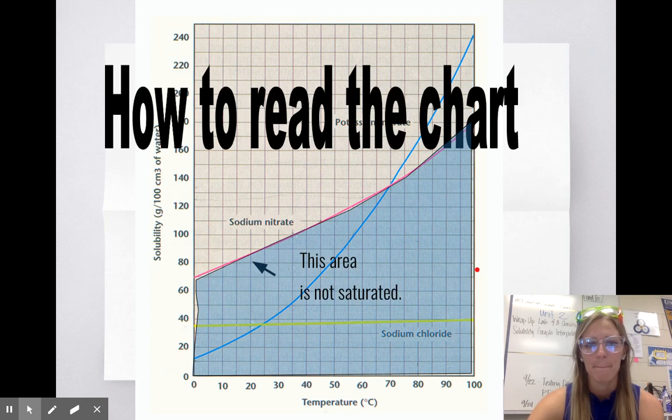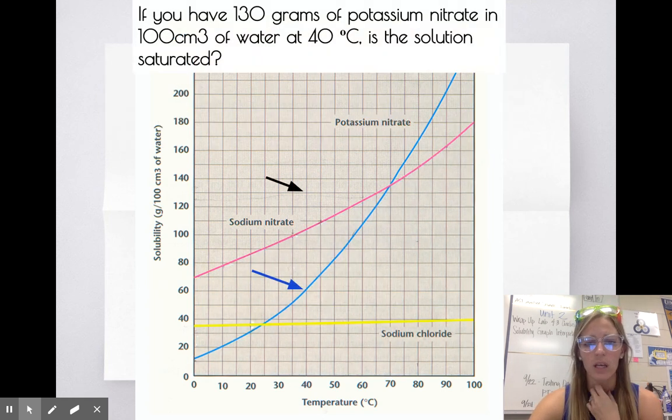Okay. So again, how to read the chart. If it is below a line, so here we're looking at our pink or our red sodium nitrate, if you are under the line, you are unsaturated. So it's not saturated. We could add more and it would dissolve. If you are right on the line, you are saturated. And if you are above, you would be saturated with excess.